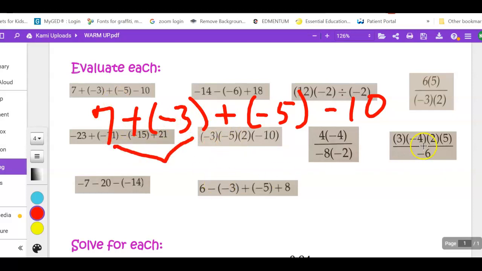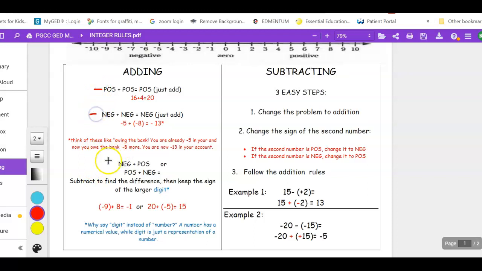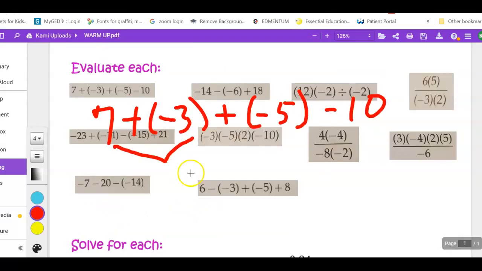So we're going to start with these two first, all right? I have 7 plus a -3. What's the rule? I have a positive number plus a negative number. Again, going back to our rules with adding. Anytime we have a positive plus a negative, we have our positive plus positive rule, our negative plus negative rule, our negative plus a positive, or positive plus negative. So this is the rule we're looking at. What do we do? We're first going to subtract to find the difference between the two numbers. Okay. So I'm going to subtract to find the difference between the two numbers.